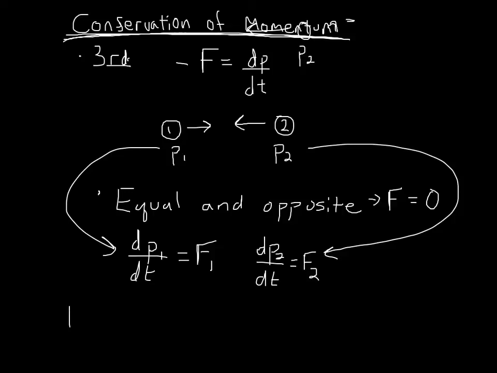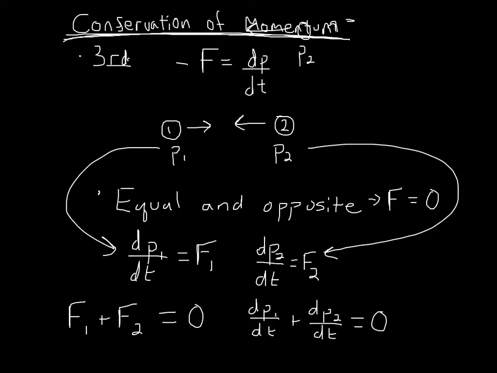So now if I take my two forces, force 1 plus force 2, I know that these forces are equal and opposite. They add up to give me 0. If that's true, then dp1 dt plus dp2 dt has to add up to give me 0. Again, this is all a consequence of Newton's third law. Every force has an equal and opposite force. If the forces are equal and opposite, they add up to 0. Therefore, the changes in momentum have to add up to 0.